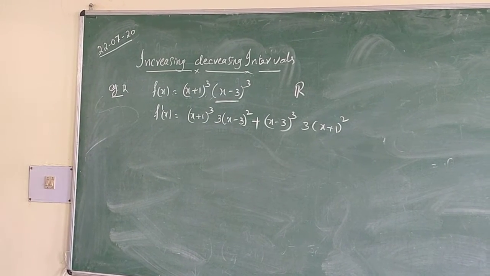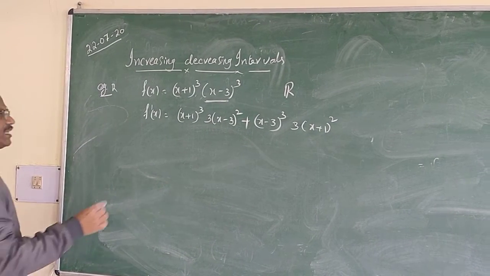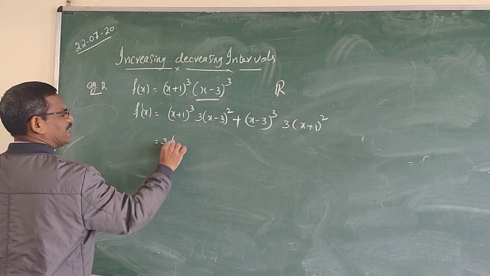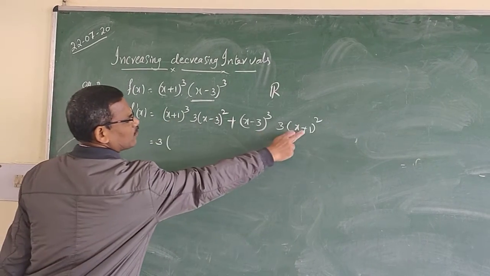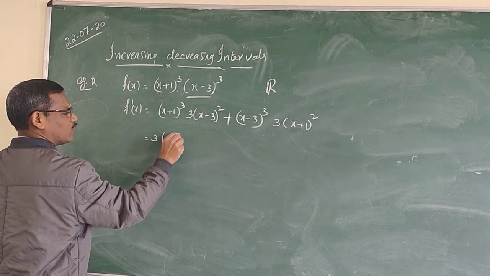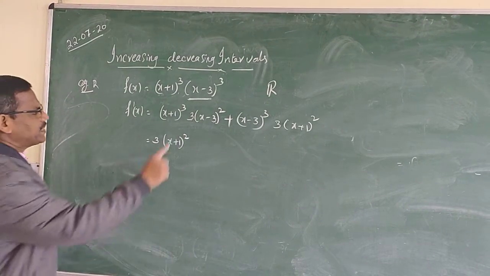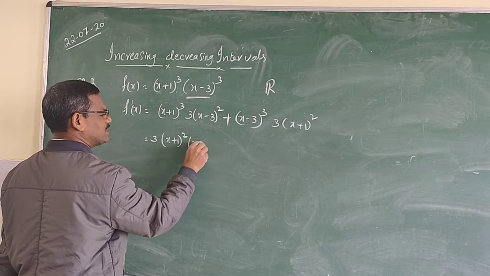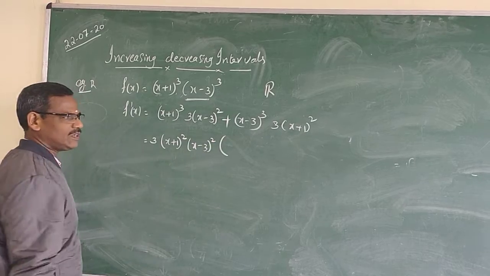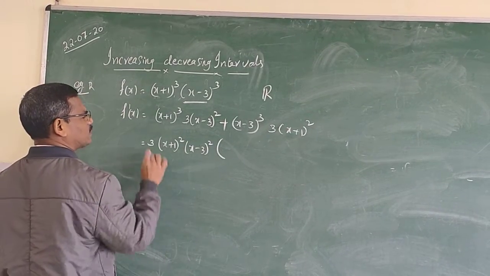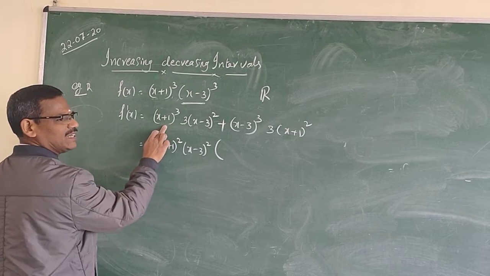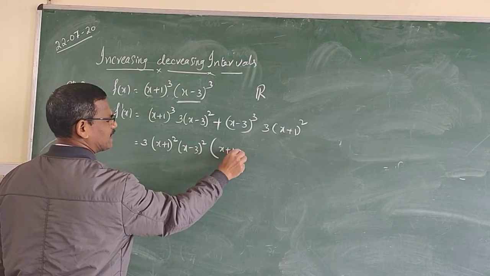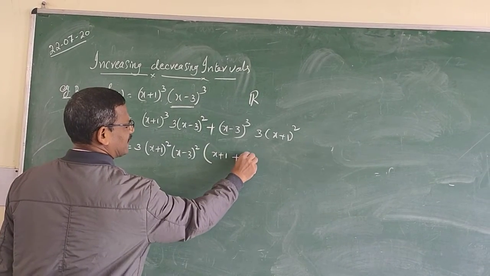Better you don't go for multiplying and simplifying, then it becomes more lengthy. 3 is a common factor here and here, and x plus 1 whole cube is there, x plus 1 whole square is there. So let us take x plus 1 whole square as common. X minus 3 whole square is there, x minus 3 whole cube is there. That means x minus 3 whole square is common. So when you take these two quantities outside as a common factor, what is the balance here? X plus 1 is balanced because x plus 1 whole square is taken outside. And what is balanced here? It is x minus 3.